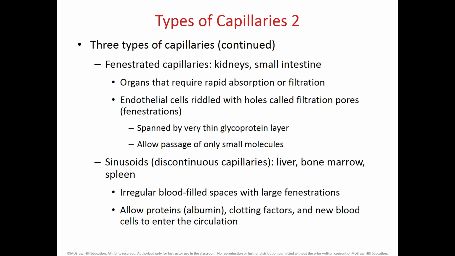The third type of capillaries are the sinusoids or discontinuous capillaries, and they are located in very few places like the liver, the bone marrow, and the spleen. Within these sinusoids, we have large fenestrations or openings, which allow the passage of large proteins like albumin, clotting factors, and new blood cells. So when you produce your blood cells in the bone marrow, they enter into the circulation using the sinusoids.